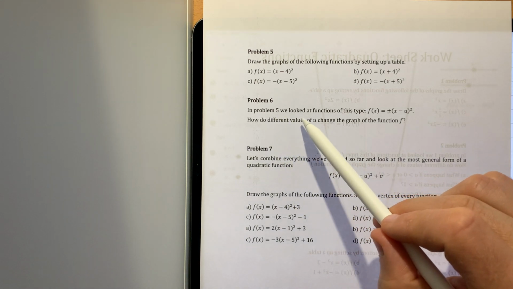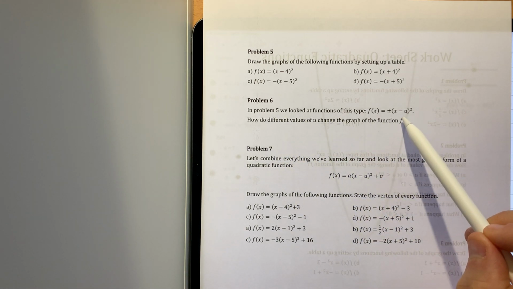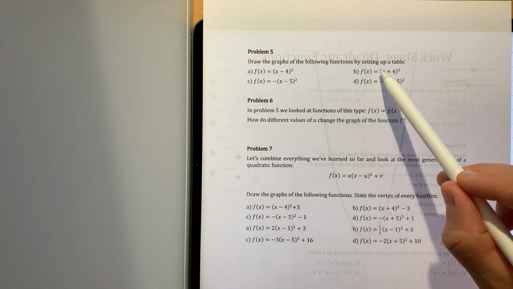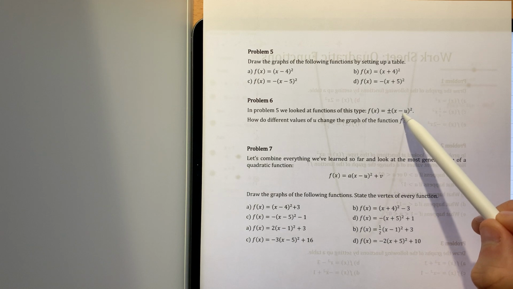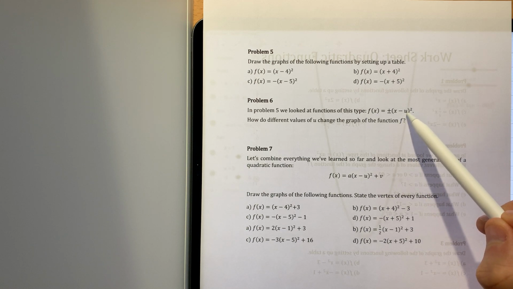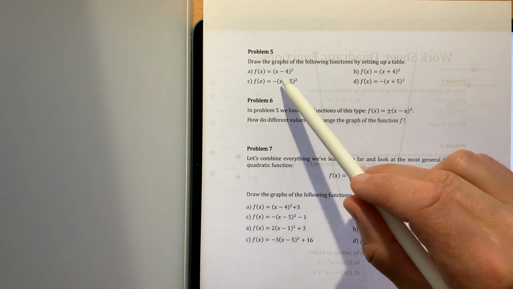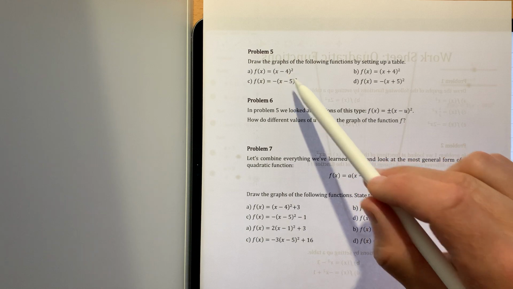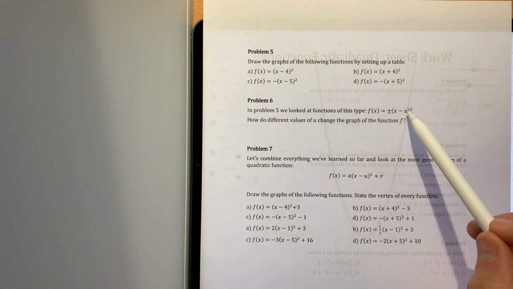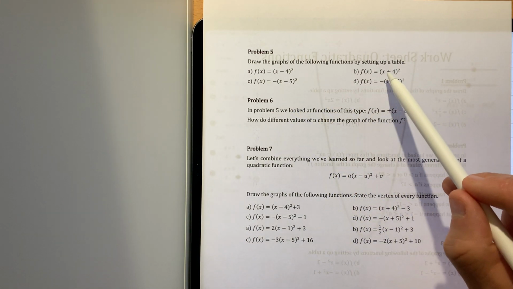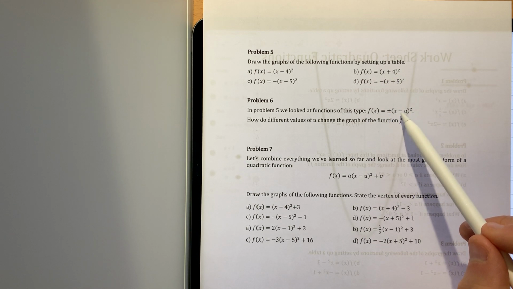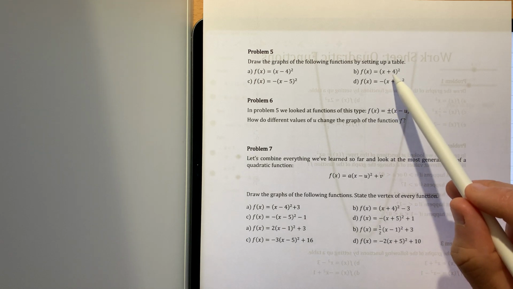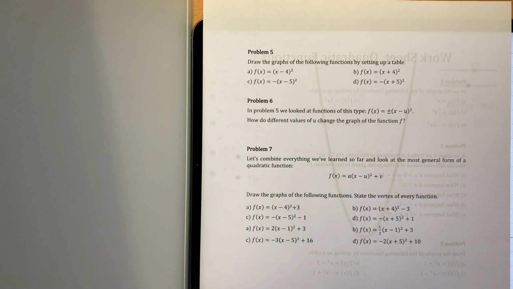Look, in problem 5 we looked at functions of this type. Well, plus minus, you can clearly see the plus and the minus here, plus minus, minus u. I used minus u here because, for example, in this one, x minus 4, the u would be 4. In this one, the u would be minus 4 because minus minus 4 is plus 4. Just keep that in mind.